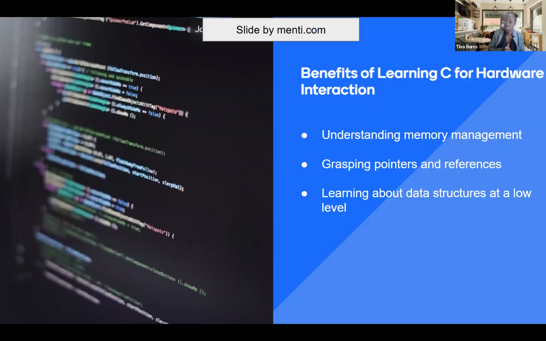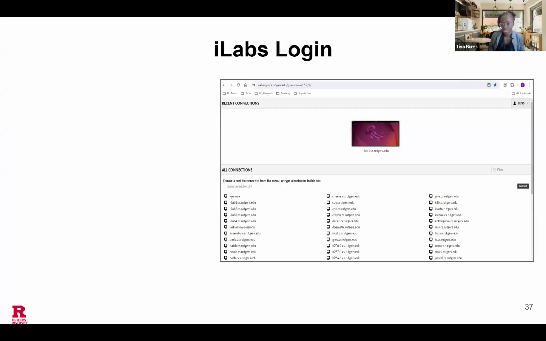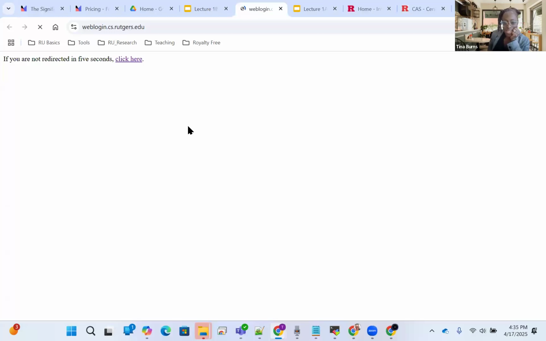Also, using C will really help you reinforce your concepts of data structures and different things at a lower level. And you can really gain insight into some of the system calls and different things you would use with APIs.